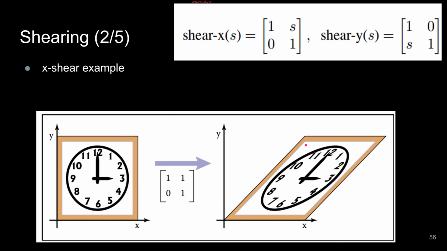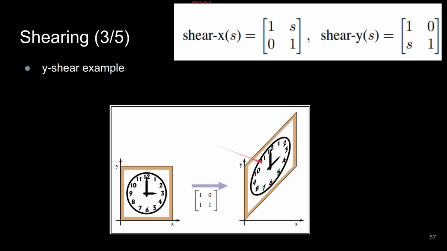Okay, let's just take a look at this. Here's an x shear. We're shifting all of the points by 1 in the x position here. So I'm just sliding things over. I'm just grabbing the top of this clock and then sliding it over. Okay, and likewise here is the y shear example, so on the right side here. I'm just grabbing the points here and then lifting them up.